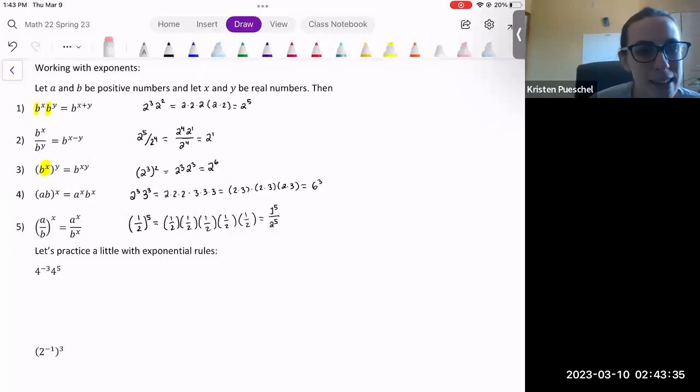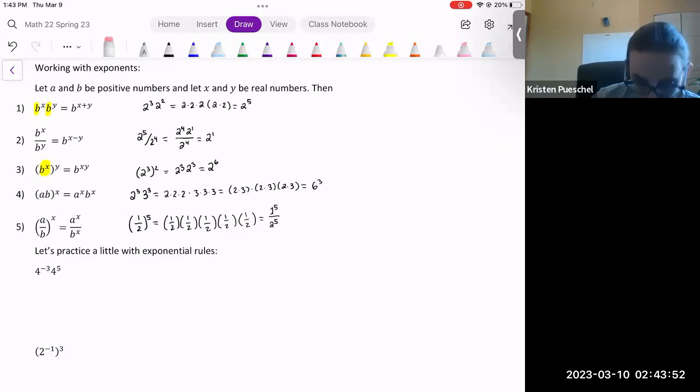Okay, now we're going to practice using these exponential rules. I'd encourage you to pause, try problems out, and then check your work against their solutions. So first off, we're looking at 4 to the negative third times 4 to the fifth.